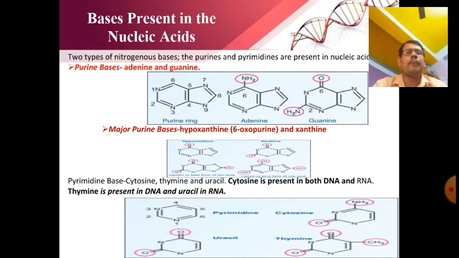One is hypoxanthine and the other xanthine, which are derivative forms of purine bases, and ultimately they are converted to uric acid. And for the pyrimidine bases, generally there are three bases: cytosine is present in both DNA and RNA, thymine is present in DNA and uracil is present in RNA. Simultaneously, I am talking about thymine, which is present in the nucleus, and thiamine, which is vitamin B1.